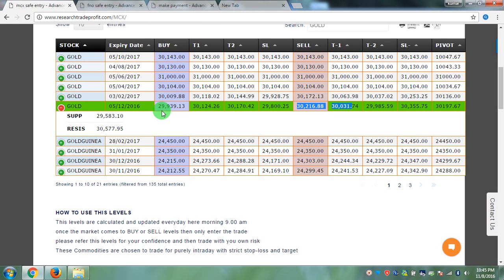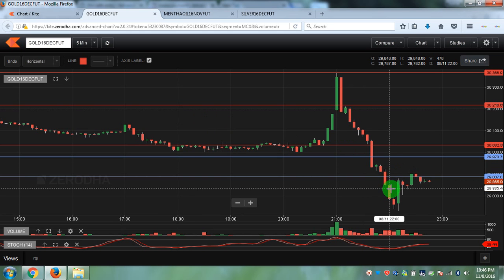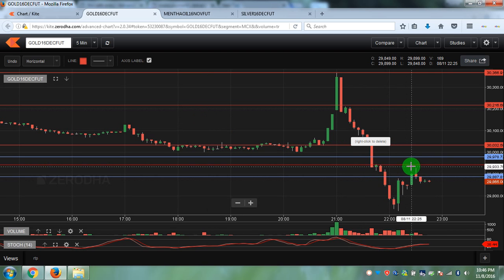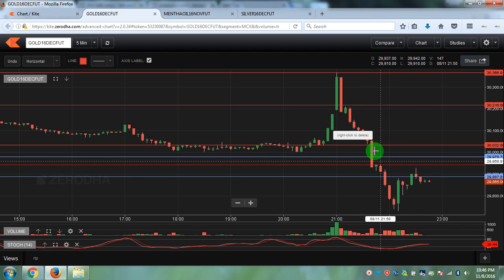And our buy call was generated in gold at 29,940 levels. This is the level, 940. Yeah, on this candle you can go for buy levels. As you have seen here, the sell call was generated down. This was the sell call target, and here the buy call was not exactly initiated because a huge fluctuation happened.